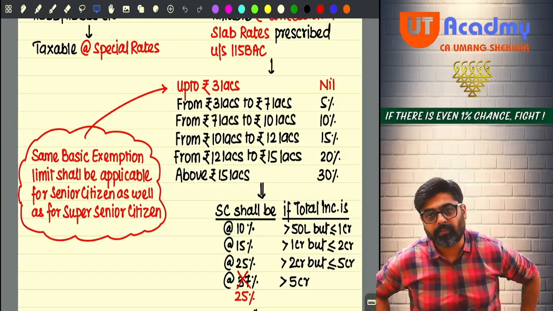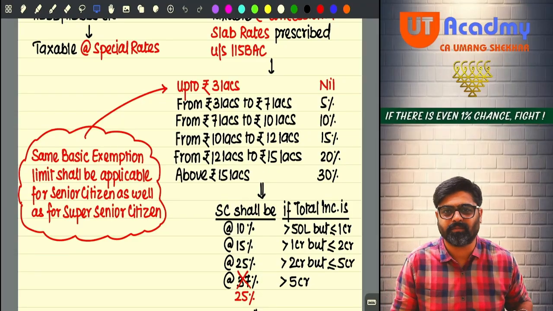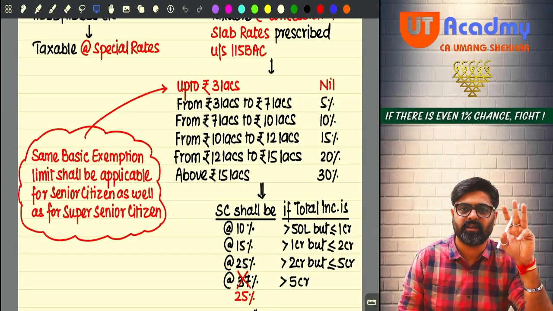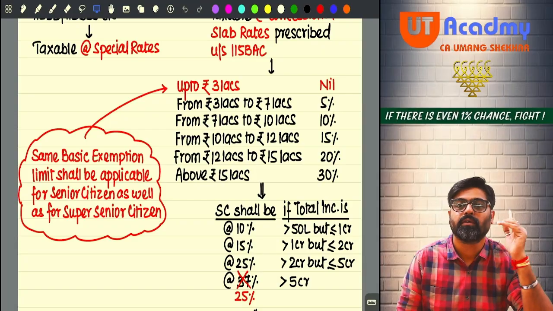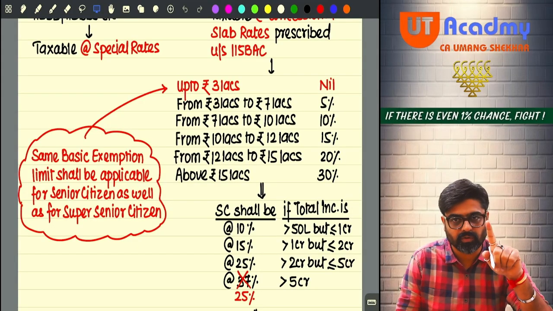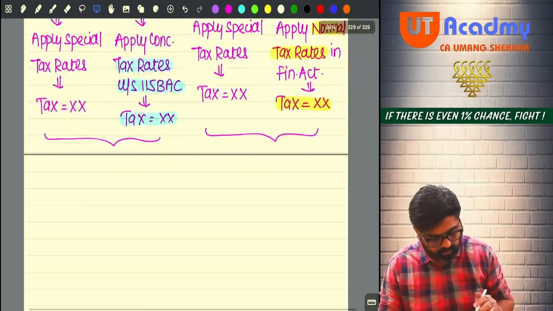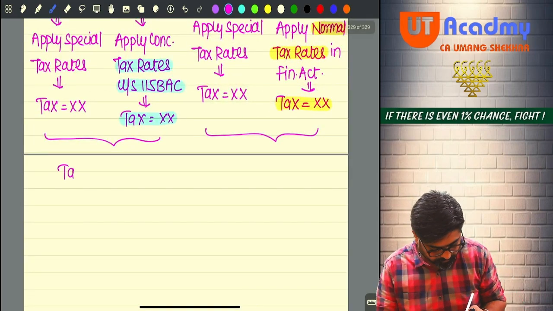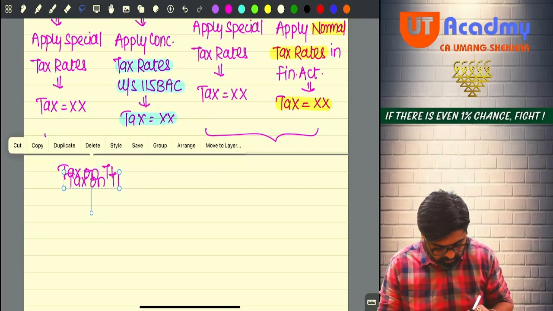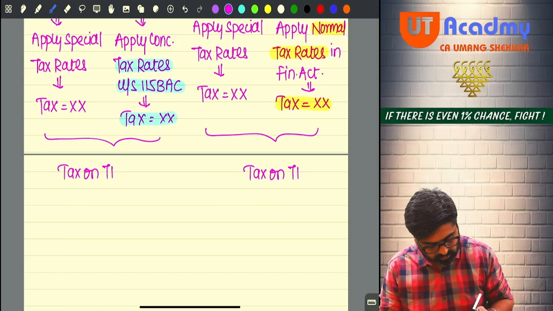But in the normal tax scheme, the optional tax scheme, 2 lakh 50 is the basic exemption limit for all. But if it is a senior citizen, then it is 3 lakhs. Super senior citizen, then it is 5 lakhs, which is not applicable here. This is one important thing which you are supposed to remember. Now second thing, once you calculate this tax, this will be your tax on total income, and here also you are going to get tax on total income. Now on this tax on total income, are you going to apply surcharge?